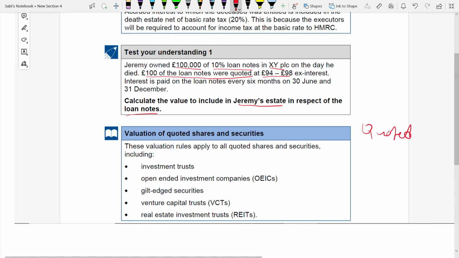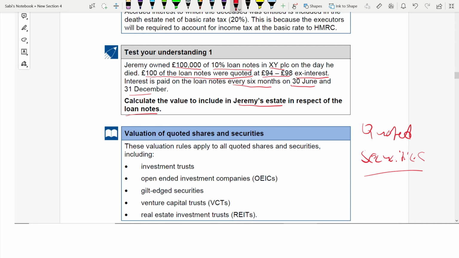Always you have to find out what type of gift it is. Only then can you value, because in the exam you will be given a mixture of quoted, unquoted, and others. They are quoted ex interest. See, they told you ex interest, so you don't have to assume it's come. Interest is paid on the loan notes every 6 months on 30th June and 31st December.